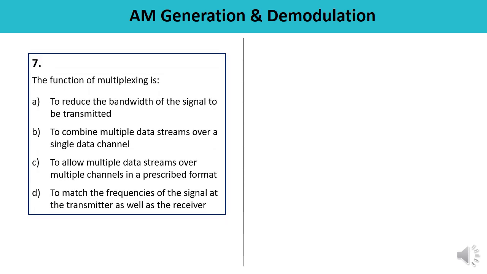Next question, the function of multiplexing is. The function of multiplexing is actually combining multiple data streams on a single channel. So read the options and you will get to know that the correct answer is B.